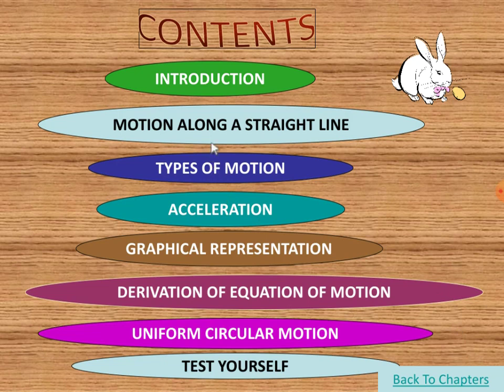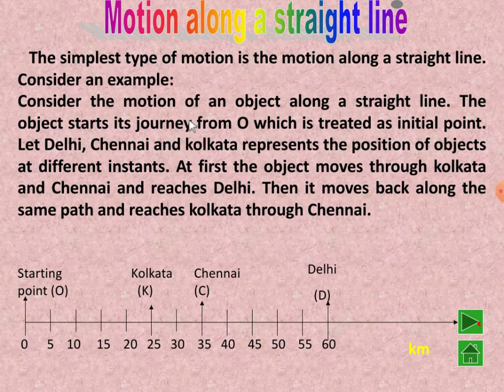Now let's see the motion along a straight line. Motion along a straight line is the simplest type of motion, and we call it rectilinear motion. That means motion along a straight line we call rectilinear motion. Now to understand more, let's take the help of an example along with a diagram.